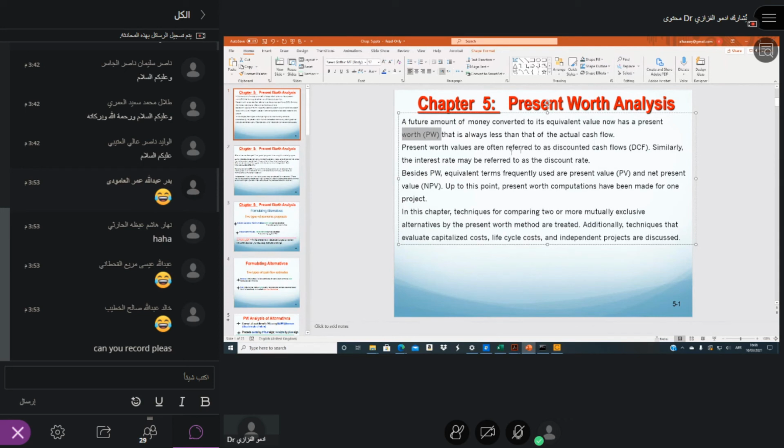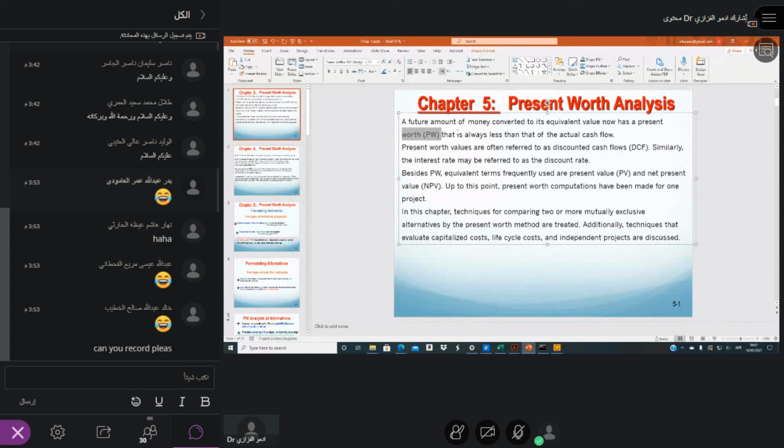So present worth values are often referred to as discounted cash flows because, just imagine what you have now, like 10 riyals today, the value of 10 riyals today would be different from the value of 10 riyals tomorrow or the next year because of inflation and so on. So what you will buy with 10 riyals today might be different from what you would buy with 10 riyals tomorrow. So what you are trying to do is take that future amount of money and calculate the equivalent now, and for that reason you will always have less than the amount.